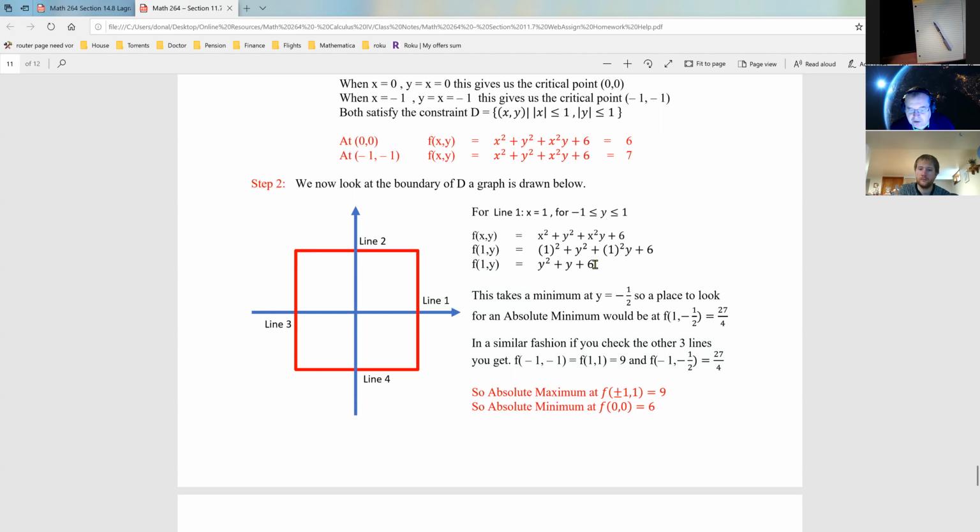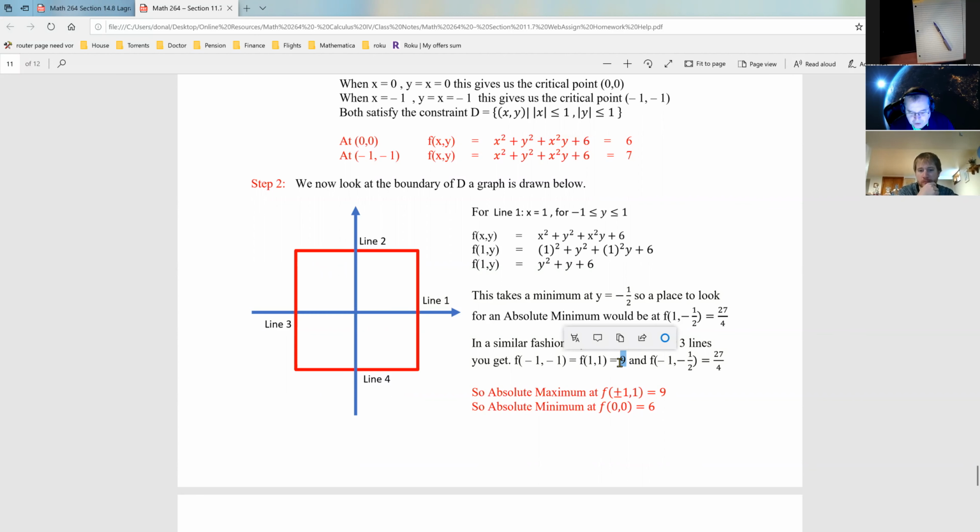And so what I've now managed to do is that if you pick values only between here and here, that's x equals 1, the biggest or smallest answer you're going to get is going to happen at y equals -1/2. So that gives me a place to look, (1, -1/2). And when I did this, I got 27/4.